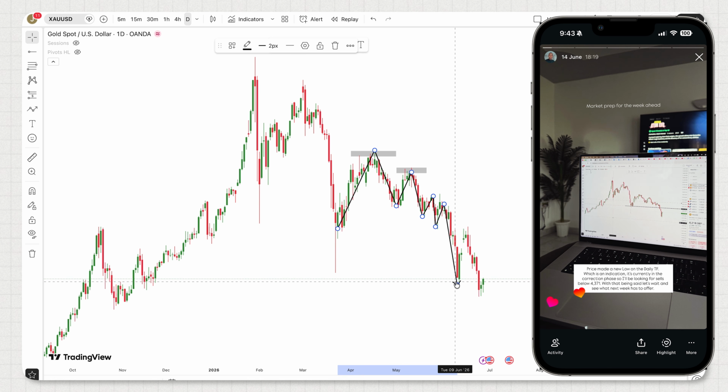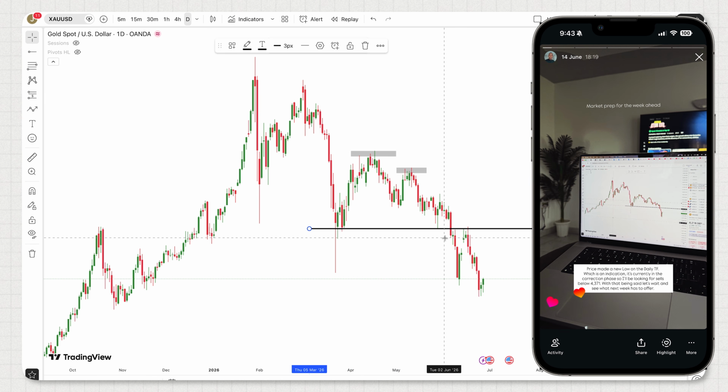So I posted this on my Instagram that Sunday before I took this setup. And I showed you guys that this was my key level and my point of interest on the daily time frame. This was my key level because price had broken a swing level on the daily time frame, which ended up giving us a lower low.